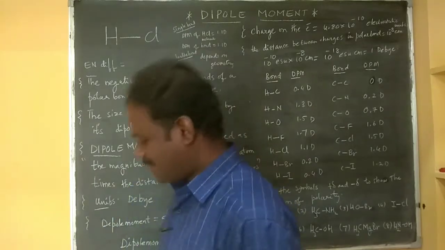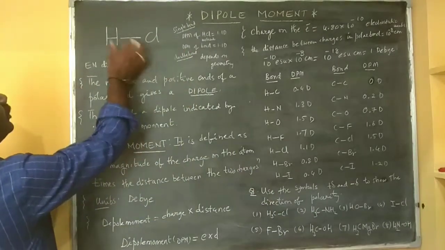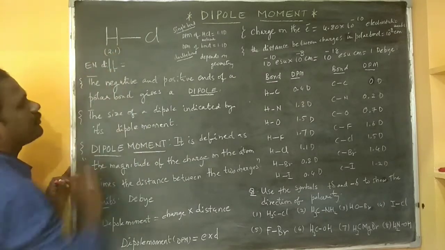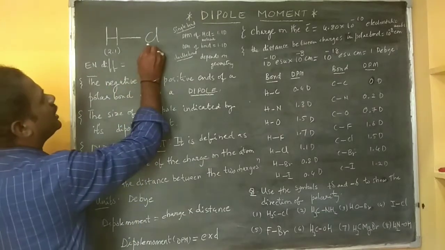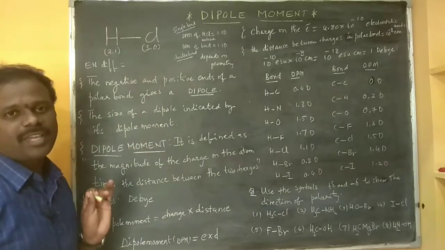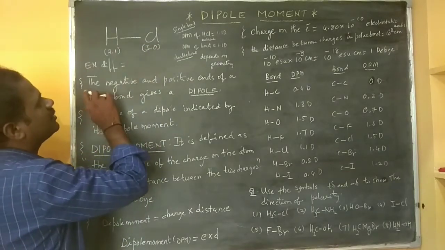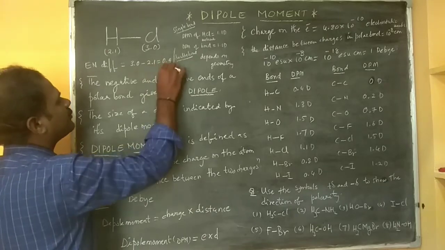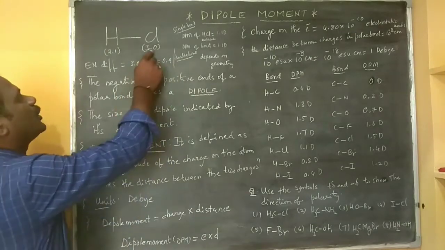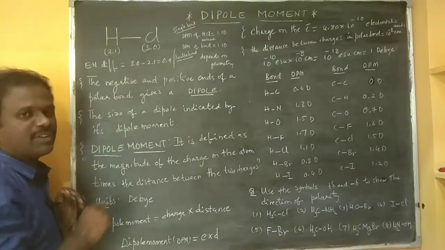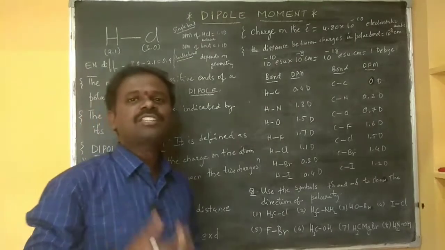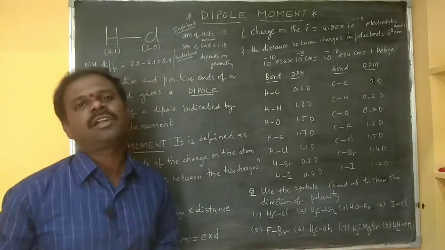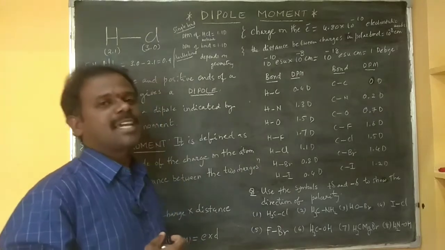See here, in case of the HCl molecule, the electronegativity of hydrogen is 2.1 and chlorine's electronegativity is 3.0. Now what is the electronegativity difference? 3.0 minus 2.1, the value will be 0.9. So clearly chlorine is more electronegative than hydrogen. So what is meant by electronegativity? The tendency to pull the bonded pair of electrons. That property is known as electronegativity.